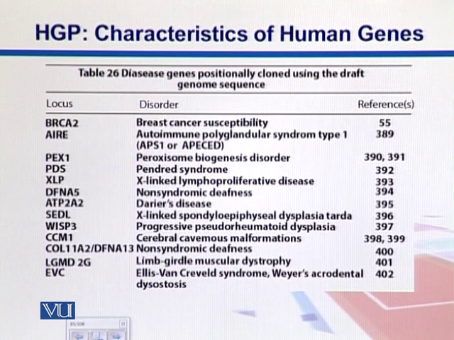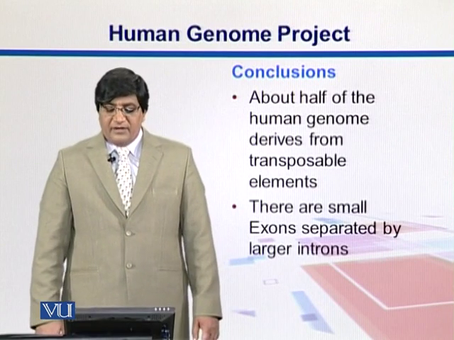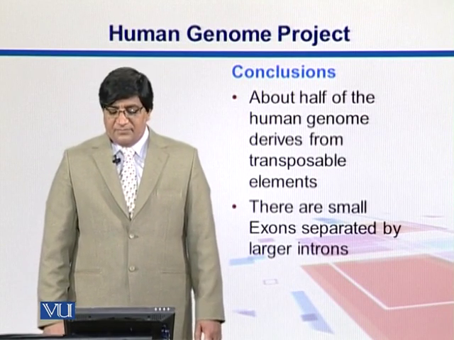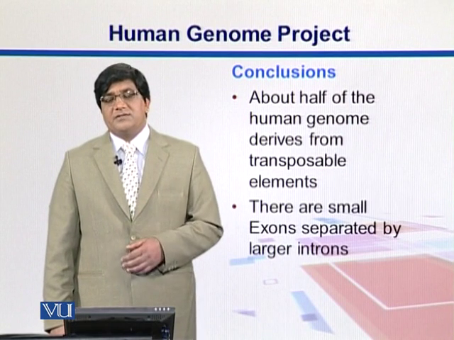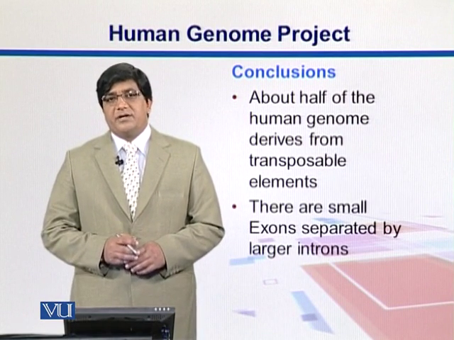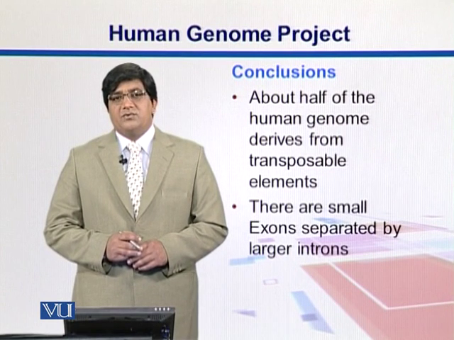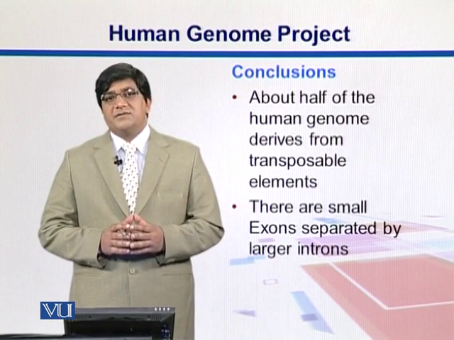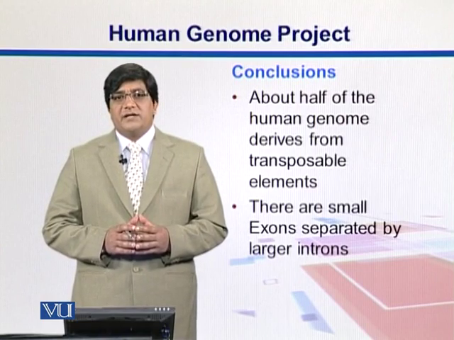The Human Genome Project also helped in the cloning and discovery of different disease related genes. Topmost is BRCA, the breast cancer susceptibility gene, and there are other genes which you can look into. It helped explore the genes which cause different diseases in humans. What we have seen here is that the human genome has small exons separated by larger introns, and the proportion of coding sequences in the human genome is relatively small.